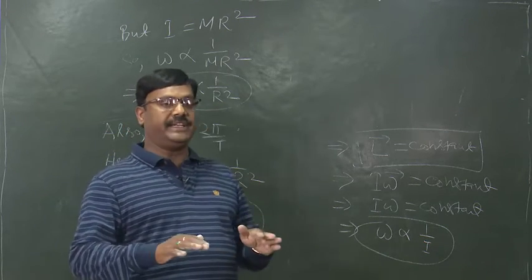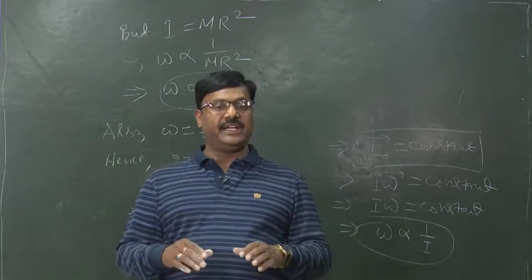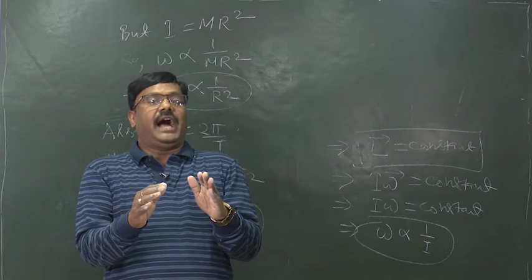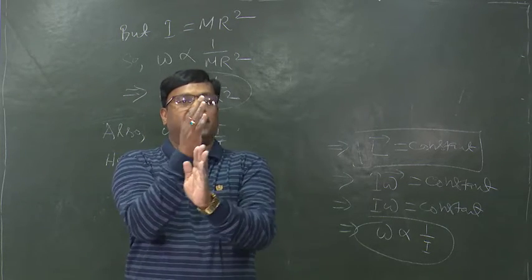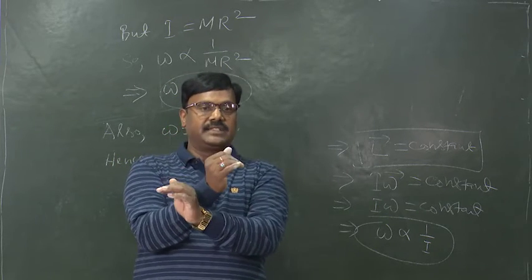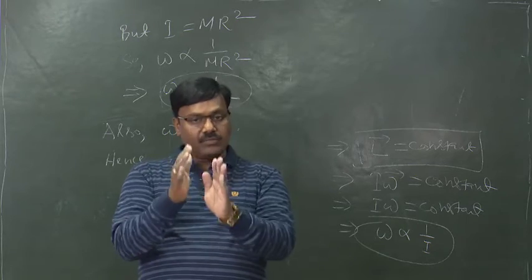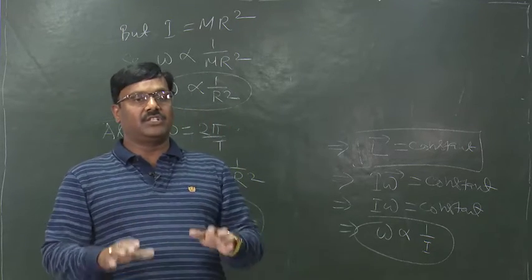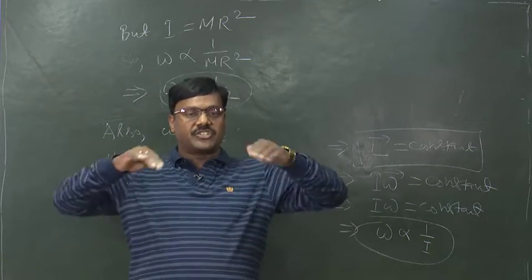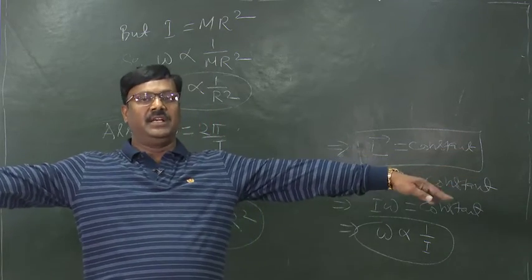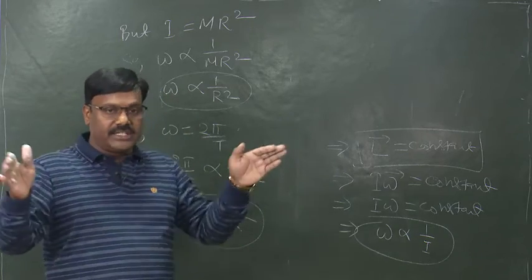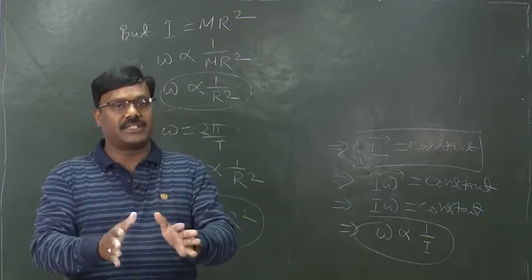That is why when a dancer moves with a very great speed, he or she often closes her arms in such a manner that the radius decreases. As a result, the angular velocity increases. And when she wants to stop her rotation, stops dancing, then what does she have to do? She has to stretch her hands in such a manner that the radius increases. As a result, her angular velocity will decrease and she will come to rest.